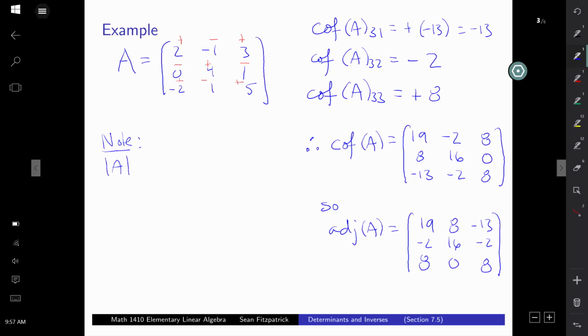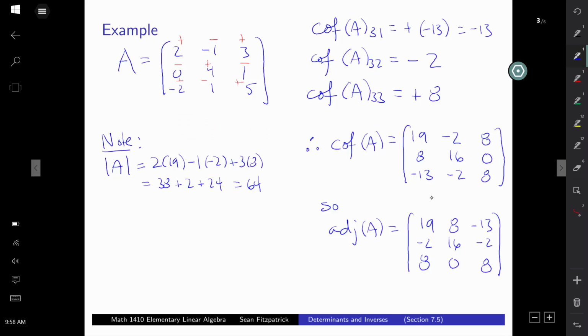if I wanted to calculate the determinant, I've got my cofactors, so let's do my cofactor expansion, right? If I did my cofactor expansion along, I don't know, pick any row you want, first row, 2 times 19 minus 1 times minus 2, 3 times 8, 38 plus 2 plus 24 gives me 64. Okay, you could check that would work. I guess maybe the right one would have been to do along the second row, right? 0 times 8 plus 4 times 16 plus 1 times 0. But again, 64. Okay, so the determinant is 64.